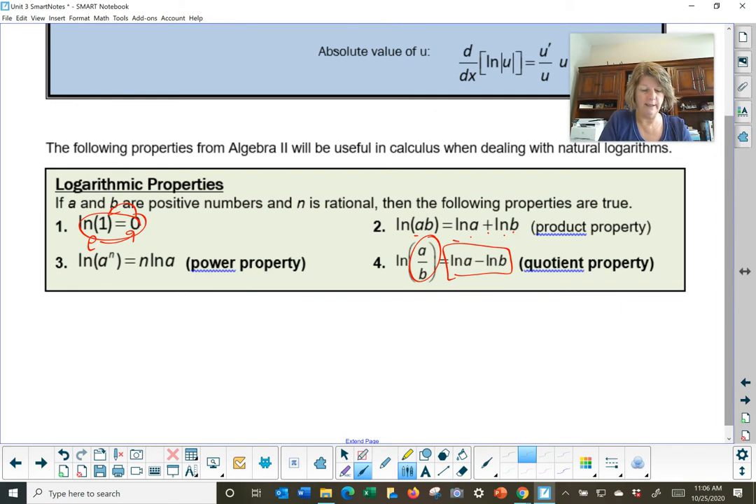The other one I want to point out that often is utilized is natural log of A to the n, where n is some power. We can use the power rule, which allows us to swing that inside power down in front of natural log. And then you've just got a constant multiplier, and we would take the derivative of just natural log A.